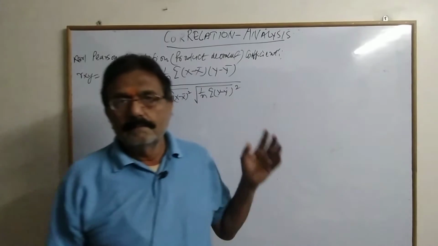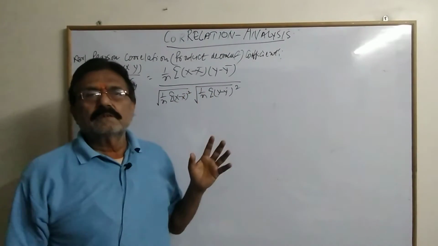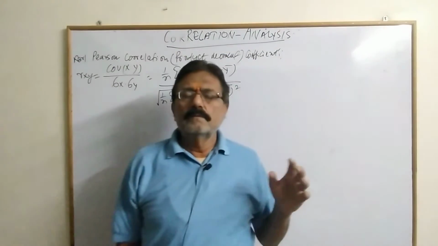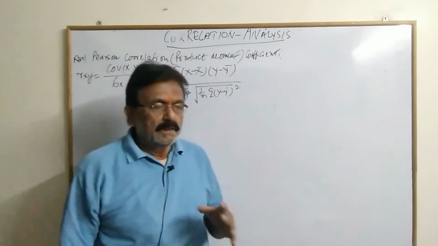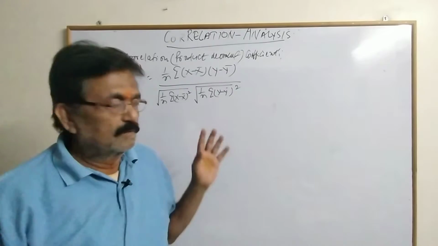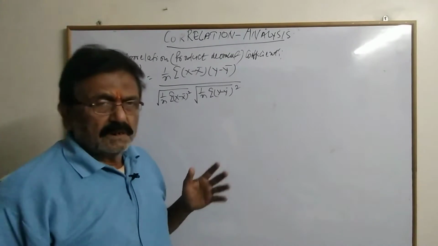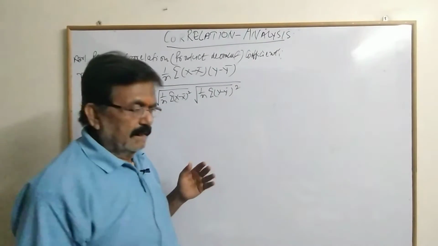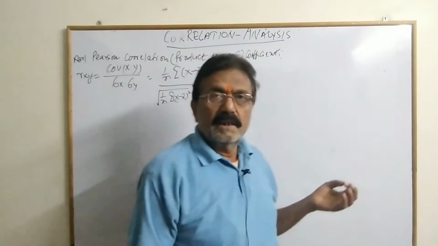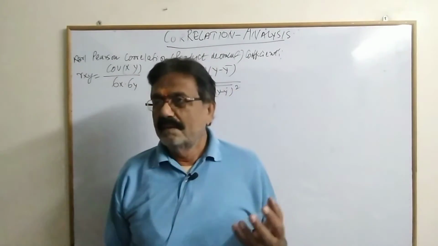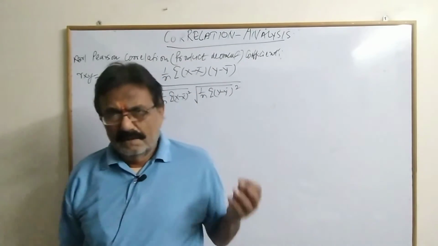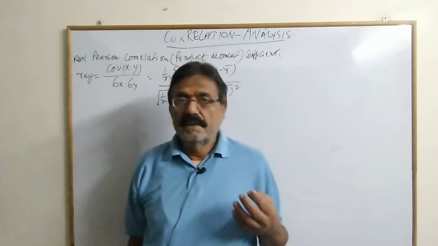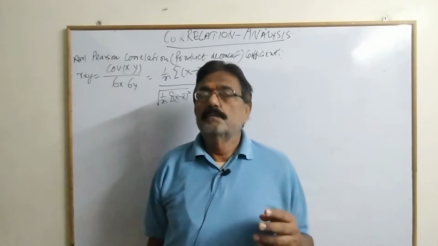Today I am going to explain the Karl Pearson correlation coefficient, also known by the name product moment correlation coefficient. In the previous video I discussed the theoretical aspect of correlation. In a few minutes I explained what correlation is and what the various kinds of correlation are. Right now we are interested in simple correlation, that is, the correlation between two variables x and y.